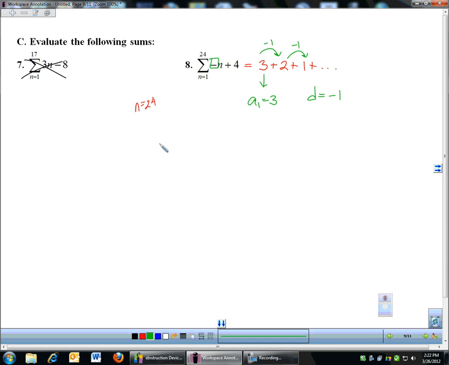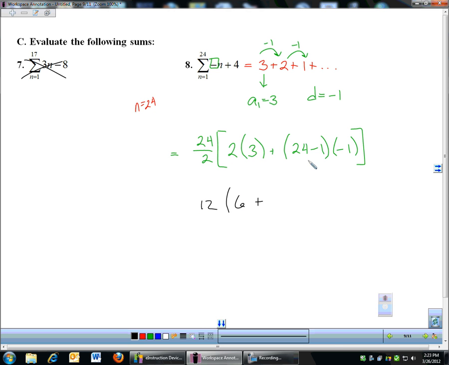And then the sum of my first 24 terms is going to be n, the number of terms, divided by 2, times 2 times the first term. My first term was 3. a sub 1 is 3, plus n minus 1, 24 minus 1, times the common difference, which is negative 1, and then order of operations after that. 24 over 2 is 12, 2 times 3 is 6, plus 23 times negative 1 is negative 23.